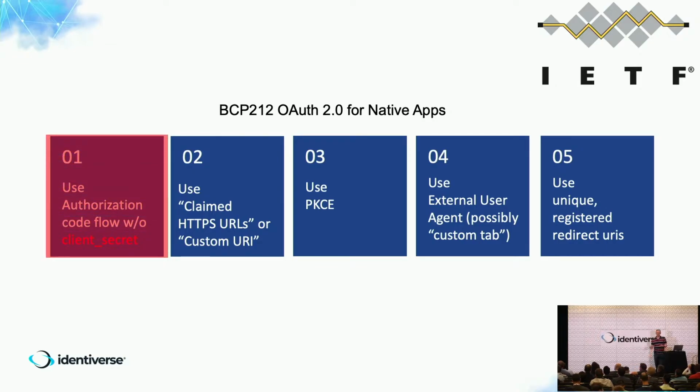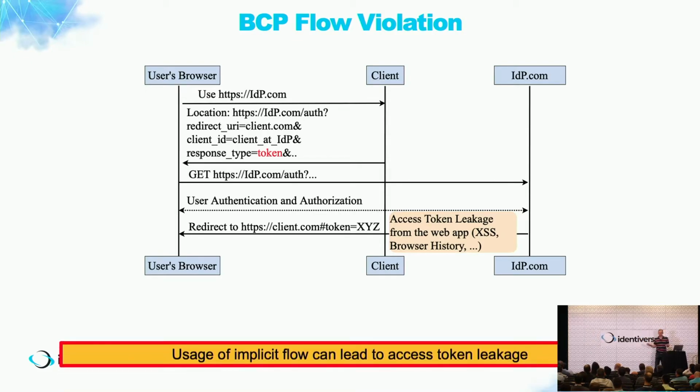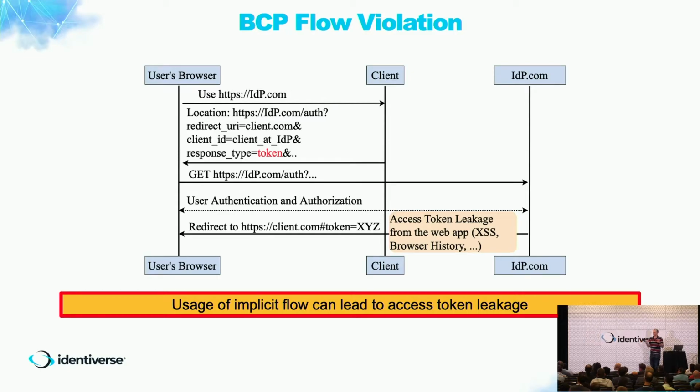So the first recommendation is to use the authorization code flow and to not use a client secret. So this is a typical OAuth flow, and the reason you know this is the implicit flow is because it's got response type equals token, which means in the OAuth2 when we send the user to the identity provider, it's going to redirect the user back to the original app, and it's just going to pass the access token as part of the URL, which is not secure. There's all sorts of ways that can actually leak out.